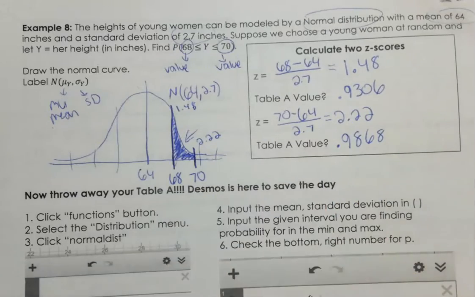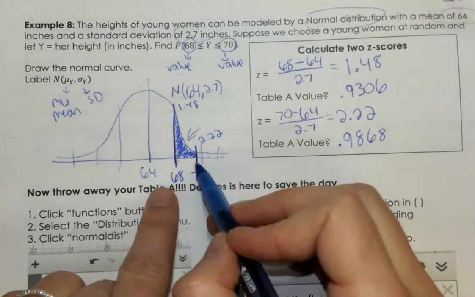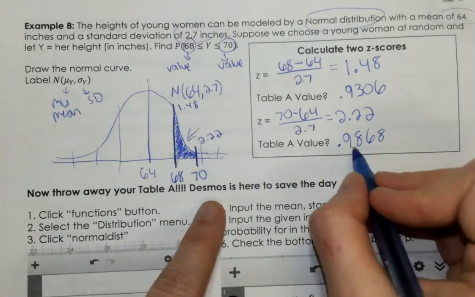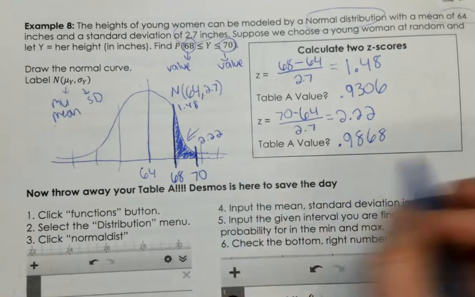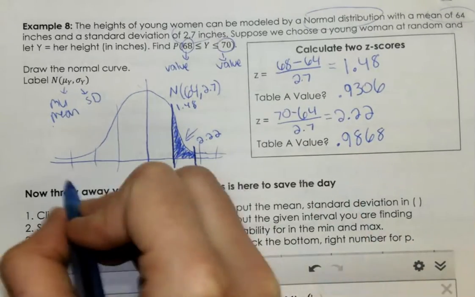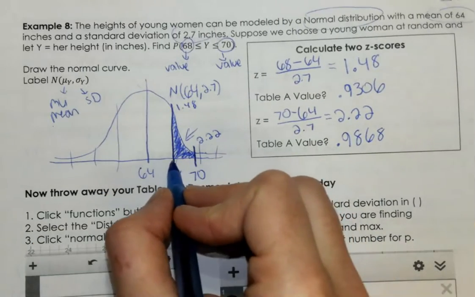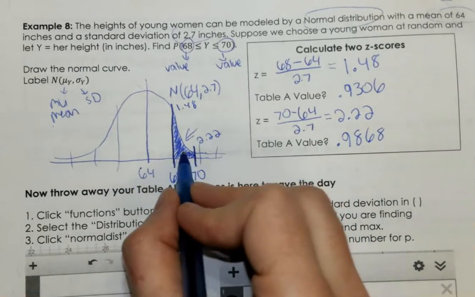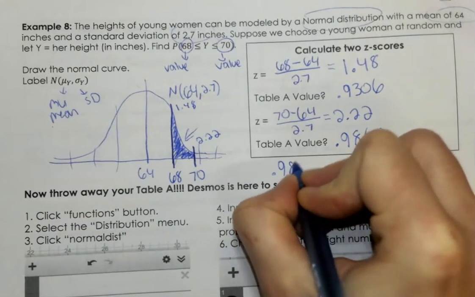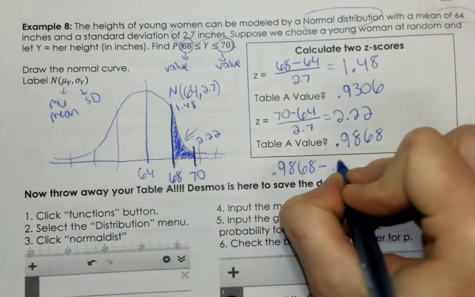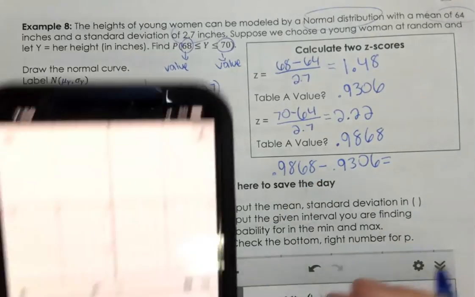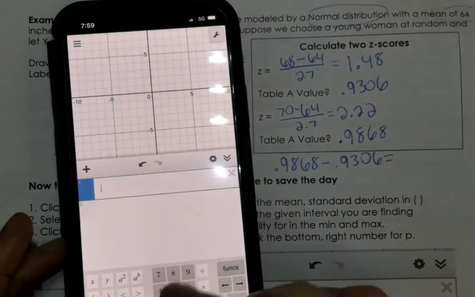Okay, now that I have the two table A values written down, remember when I'm trying to find the area between the two, I just subtract them. So I take the biggest one minus the smallest one. Because basically the 0.9868 is everything to the left of 70, and then I'm going to subtract out everything to the left of 68, and that'll just give me what's left in between. So 0.9868 minus 0.9306, and that shall give me the probability.